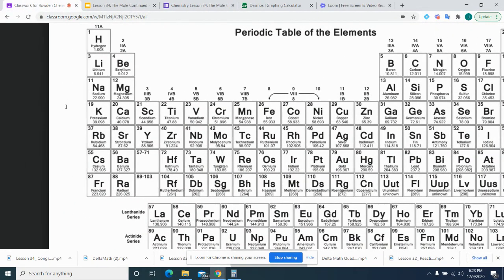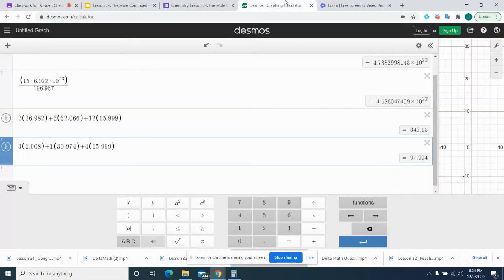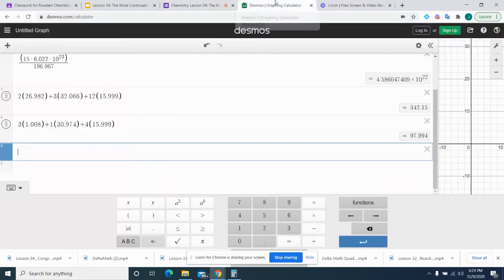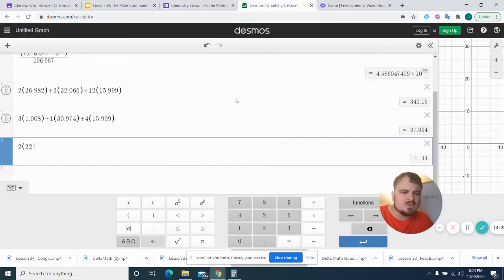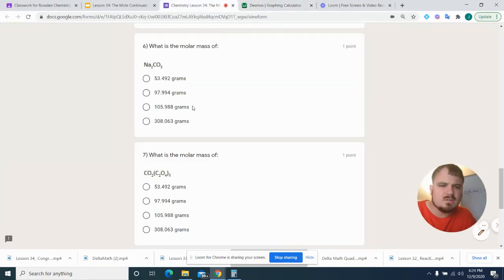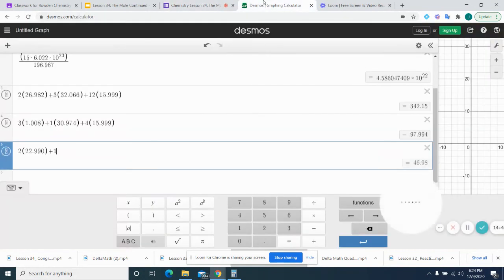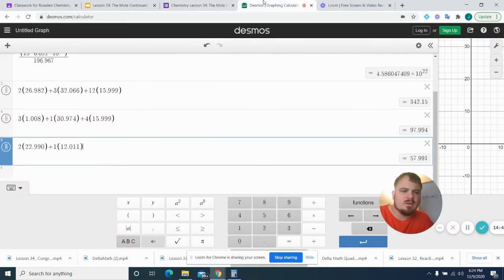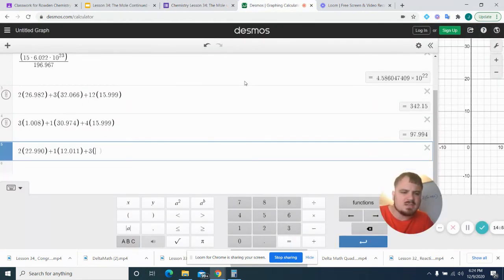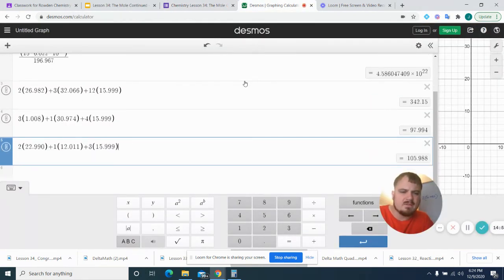Moving on to number 6. Sodium, Na, is 22.990. So now for sodium, we have 2 of the Na's? Yeah. So 2 times 22.990, plus, was it 1 carbon? Yep, 1 carbon. 1 times 12.011, plus, I think we had 3 oxygens, 3 times 15.999, and we get 105.988.